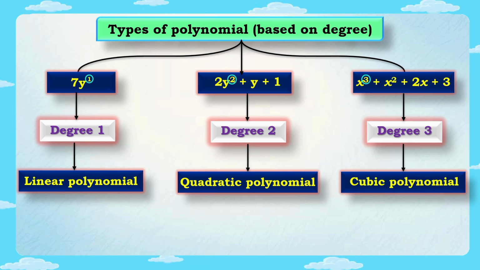To summarize, a polynomial of degree 1 is called a linear polynomial. A polynomial of degree 2 is called a quadratic polynomial. A polynomial of degree 3 is called a cubic polynomial. So, polynomials can also be classified based on their degree, which depends on the highest power of the variable.